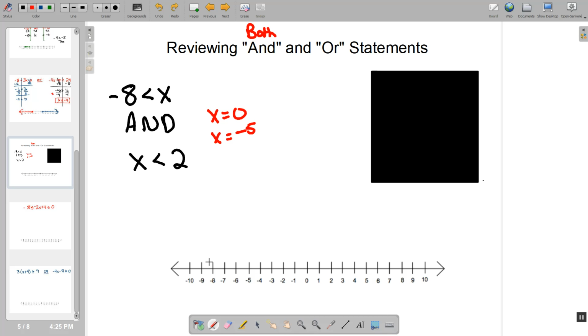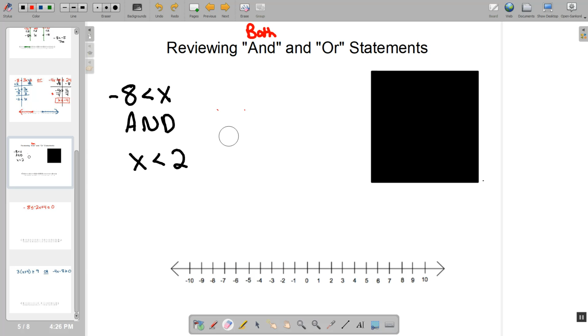We can graph that by making an open circle at -8, because there is no equal sign part here, an open circle under 2, and we are going to shade between these two numbers because we want to be greater than this number but less than this one. And so any number that you pick in here, like 0 or -5, would make both of these statements true.